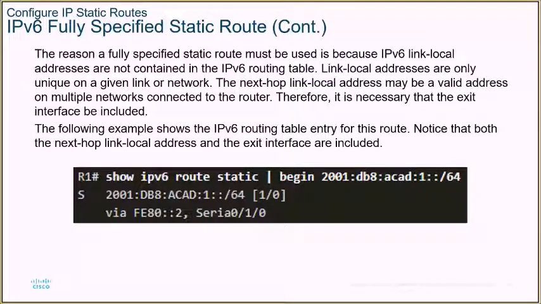So the reason the fully specified static route must be used is because IPv6 link local addresses are not contained in the IPv6 routing table. Link local addresses are only unique in a given link or network. The next hop link local address may be a valid address on multiple networks connected to the router. Therefore, it is necessary that the exit interface be included. The following example shows an IPv6 routing table entry for this route. Notice that both the next hop link local address and the exit interface are included. So you can see that there.